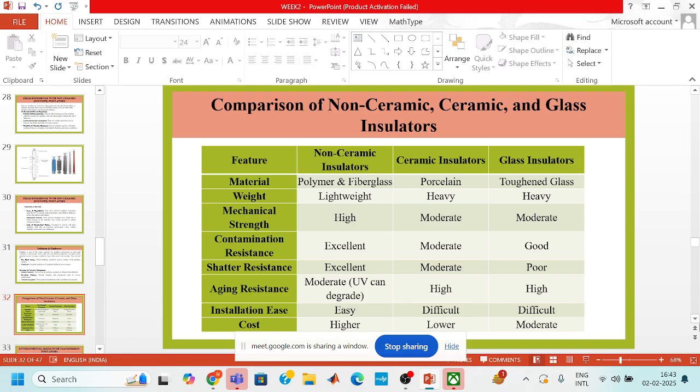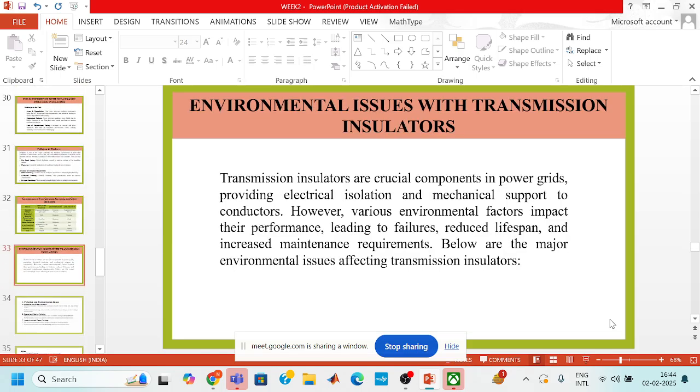Now, shatter resistance is moderate. For aging resistance, ultraviolet radiation can degrade the properties of non-ceramic insulators, but aging resistance is very high in ceramic and glass. Installation is very easy for non-ceramic insulators, but for ceramic and glass it is very difficult. Cost is very high for non-ceramic, that is polymer insulators, lower for ceramic and moderate for glass insulators. So this is the comparative analysis of non-ceramic (polymer), ceramic (porcelain), and glass insulators.